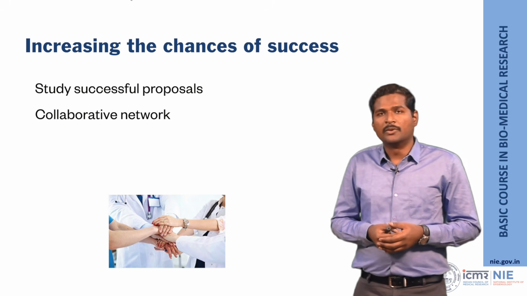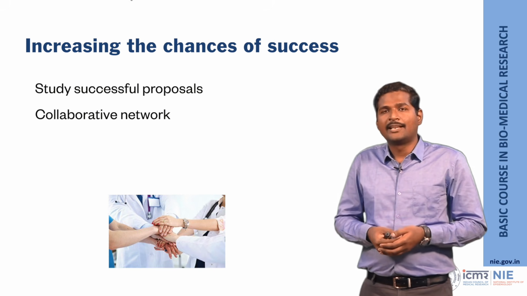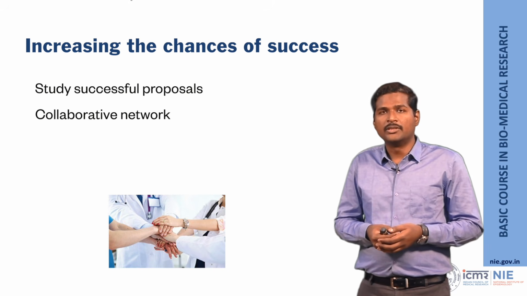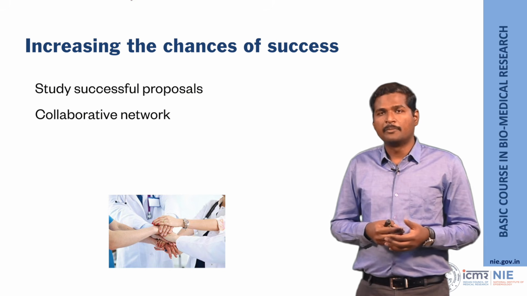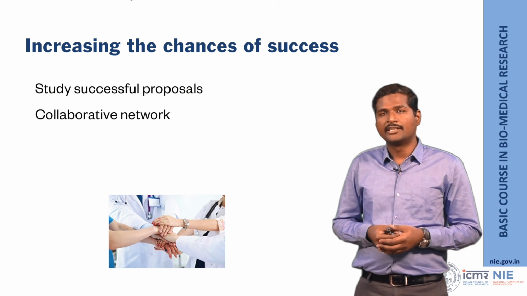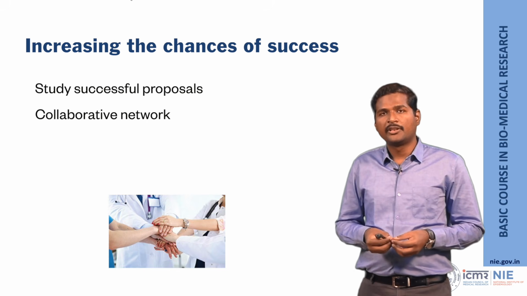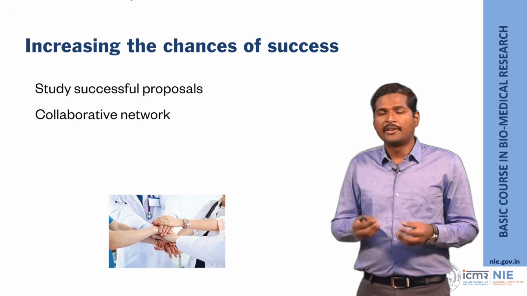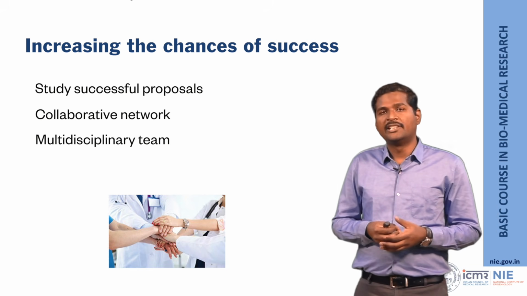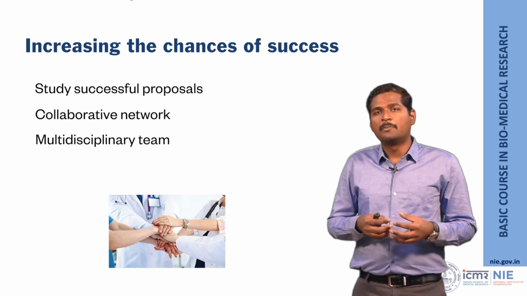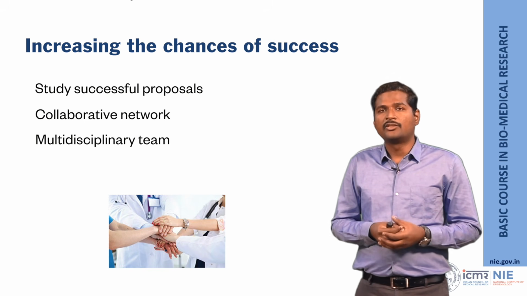Establish a collaborative network. It is a good idea to apply to a funding agency as a collaborative network rather than as individuals. If you can set up a collaborative network of professionals from different institutions, you have a higher chance of getting funded. For example, you can involve different departments of your institution or you can involve different institutions. It is also a good idea to involve a multidisciplinary team. So, different people from different backgrounds add value to your proposal and increase the strength of your proposal.